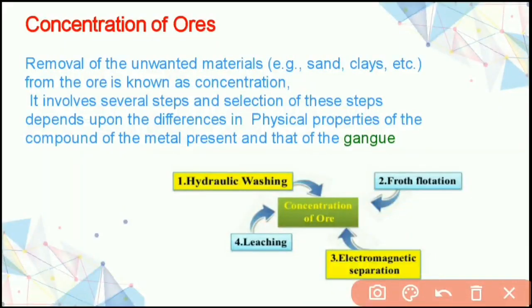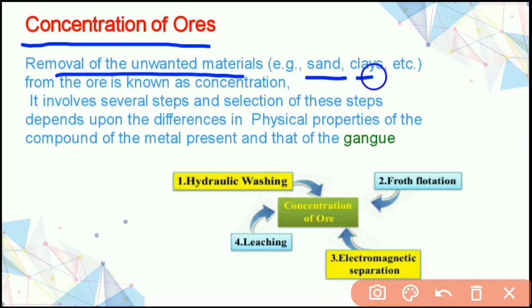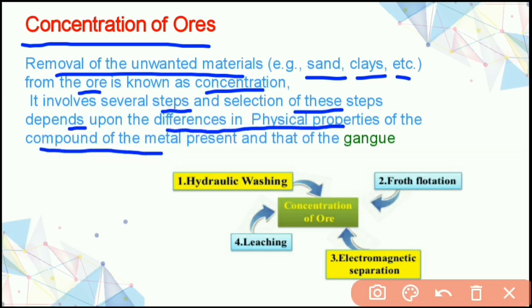So the first step of metallurgy is concentration of ore. The removal of unwanted materials, for example sand, clay, etc., from the ore is known as concentration. It involves several steps, and the selection of the step depends upon the difference in physical properties of the compound of the metal present and that of gangue. Gangue means impurity.